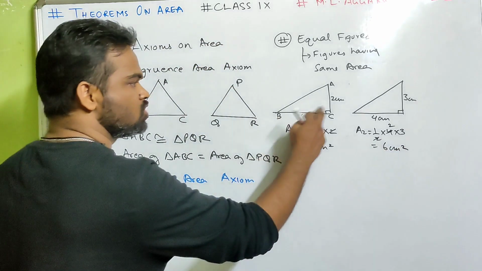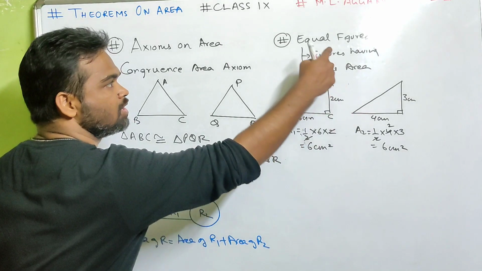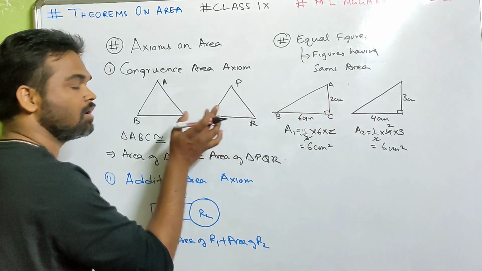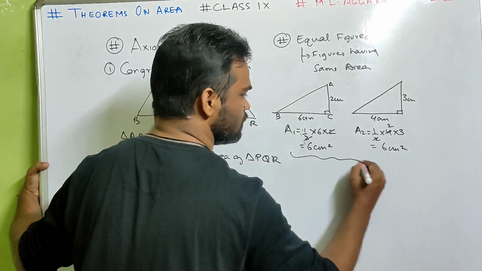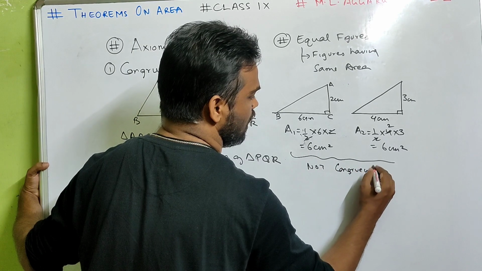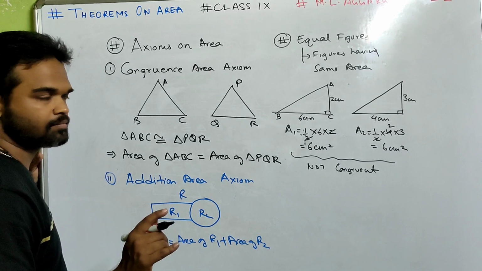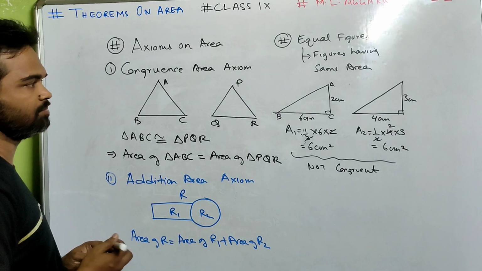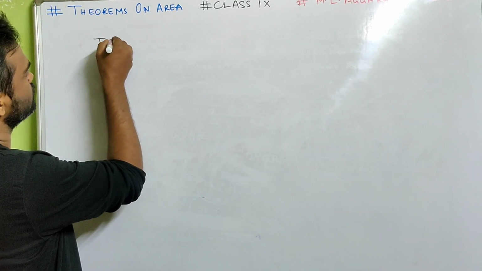See, these two are not congruent, but the areas are equal, which means these two are equal figures. Which means all equal figures are not congruent. They are not congruent, but they are equal figures. Understand? Chalo. Now let us look at the first theorem.